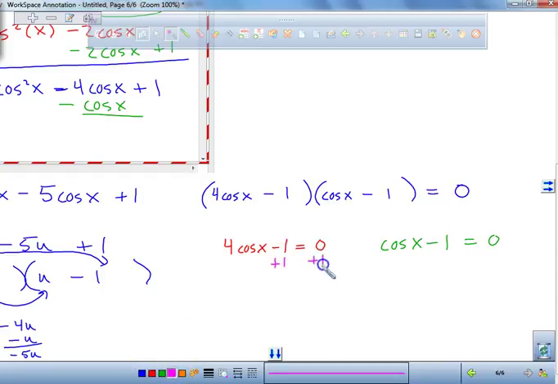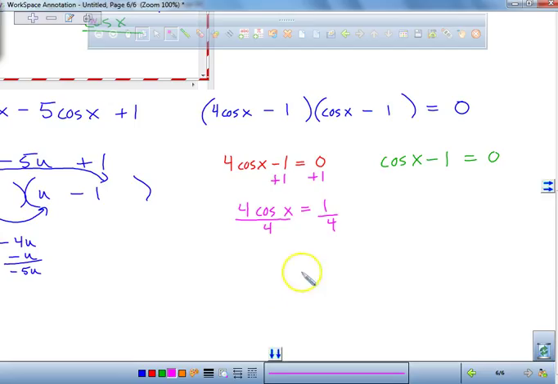Add 1. We have 4 cosine of x equals 1. Divide by what? Divide by 4. And what is the cosine of x equal to? It's equal to 1/4. Okay.